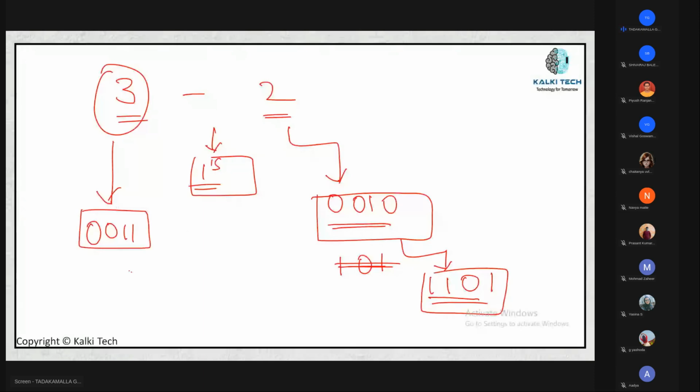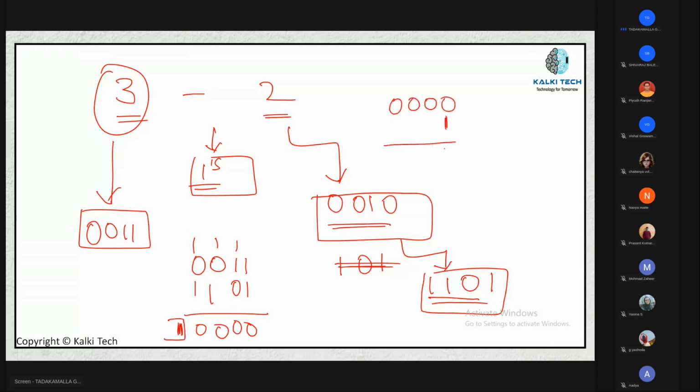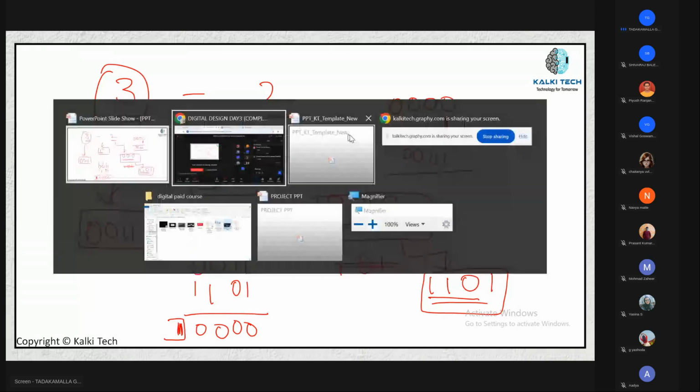Now we are going to add these two numbers, 0011 and 1101. What is the result we are getting? 1 plus 1 is 0 carries 1. 1 plus 1 is 0 carries 1. 1 plus 1 is 0 carries 1. If we get any carry, we should add that end-around carry. So we get 0000, and we add that carry again, so we will get 0001. What is the answer we are getting?